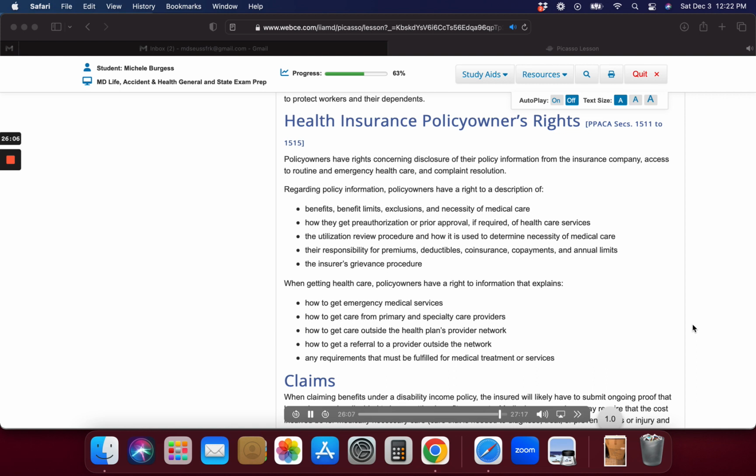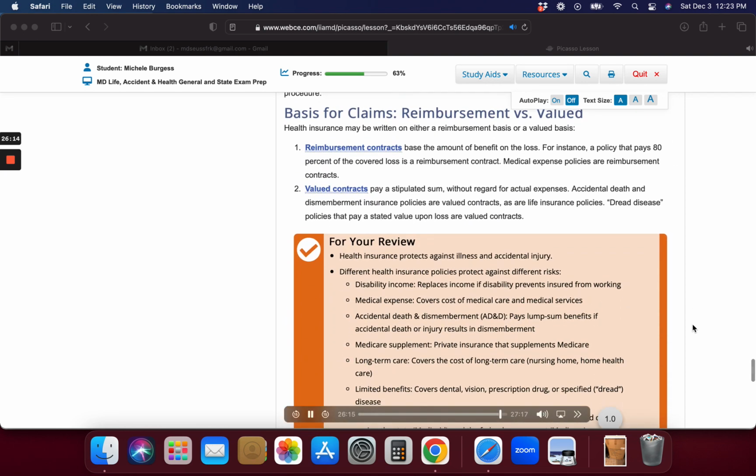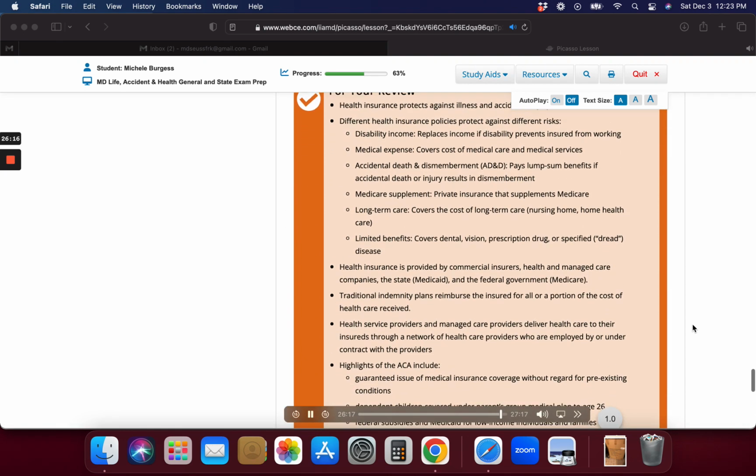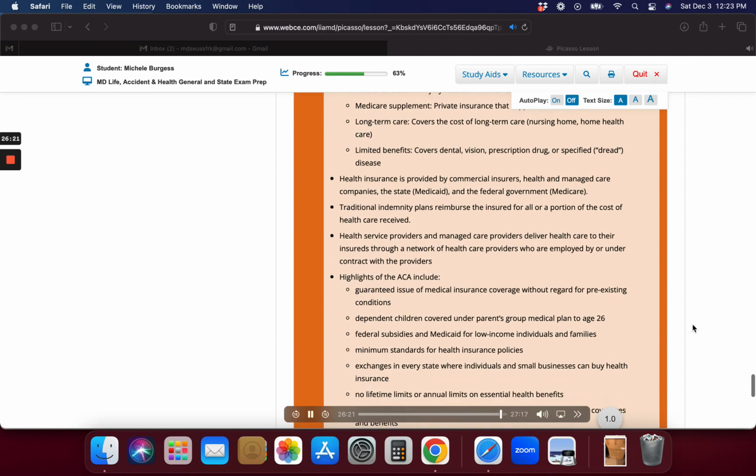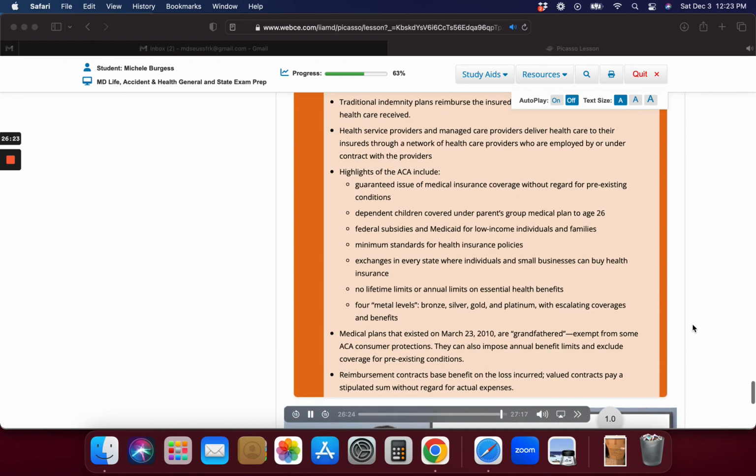Highlights of the ACA include guaranteed issue of medical insurance coverage without regard for pre-existing conditions. Dependent children are covered under parents' group medical plan to age 26. Federal subsidies and Medicaid for low-income individuals and families. Minimum standards for health insurance policies. Exchanges in every state where individuals and small businesses can buy health insurance.